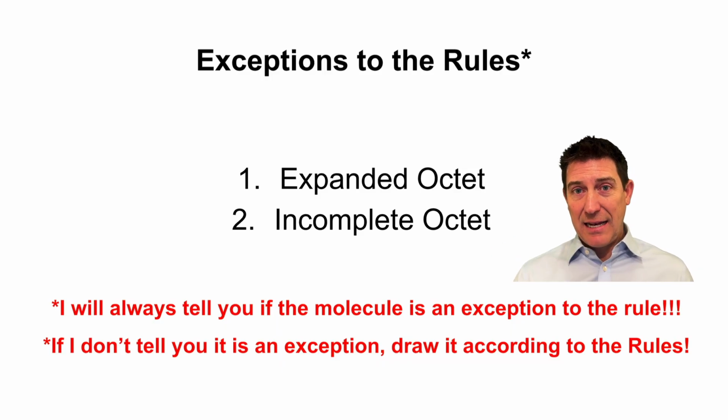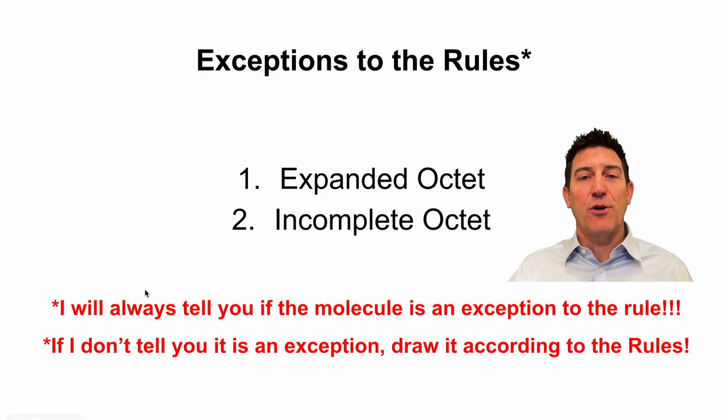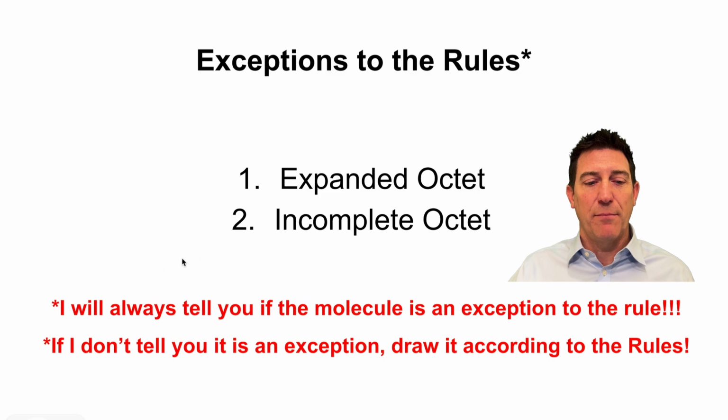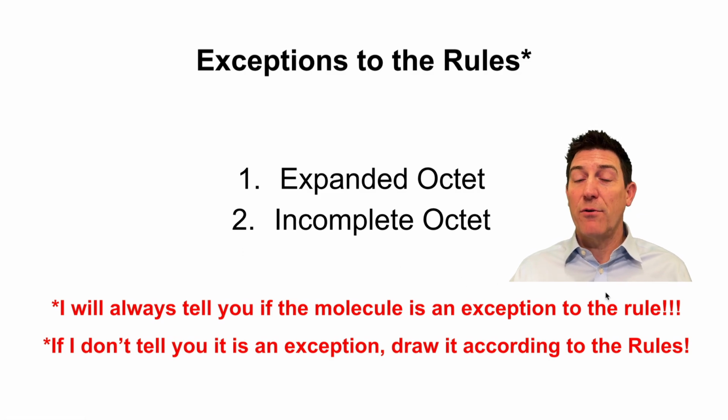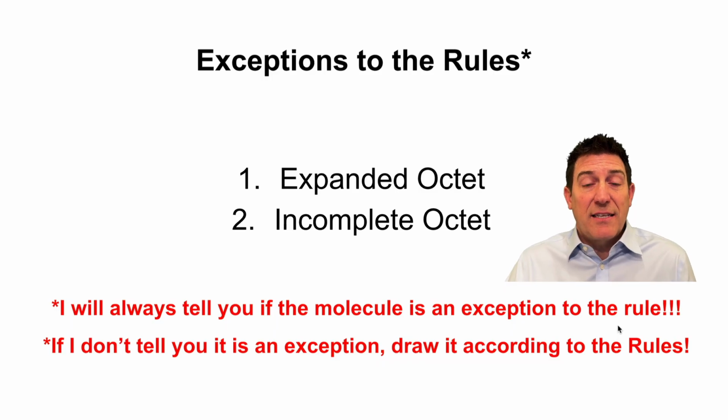Now, I can't confirm or guarantee that whoever you're learning chemistry with, or if you're learning it on your own, is going to tell you if the Lewis structure you're about to draw has an expanded or an incomplete octet. But if you're following along with me, and if I'm your teacher in your class, I will always tell you if the molecule is an exception to the octet rule. Here's why. There's nothing more frustrating than trying to learn how to do something new, like drawing Lewis structures, and then not knowing if there's an exception. Like, am I drawing this correctly? Because I don't know if it's an exception or not.